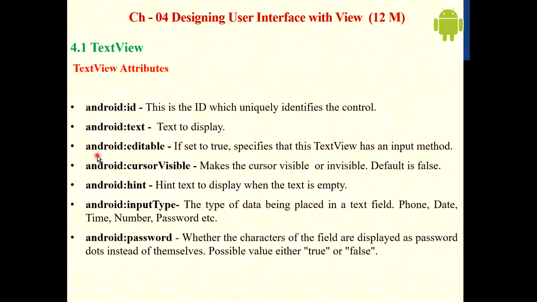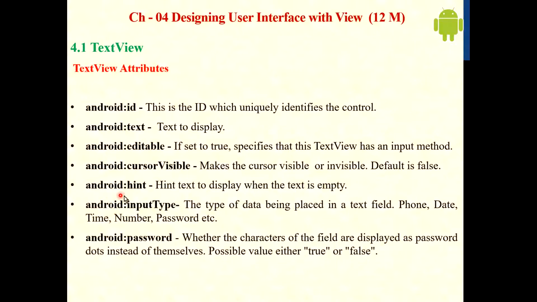Then the next attribute is android:editable. If it is set true, then it specifies that this TextView has an input method. So if you set this editable attribute to true, then the user can edit the TextView. By default it is false. The next attribute is android:cursorVisible. Cursor visible makes the cursor visible or invisible. The value may be true or false. If you set the value true, then the cursor is visible, or if you pass false, then it is invisible, and by default it is false.